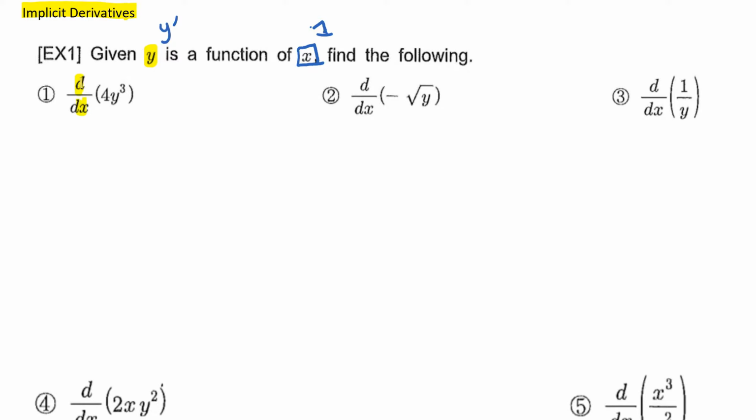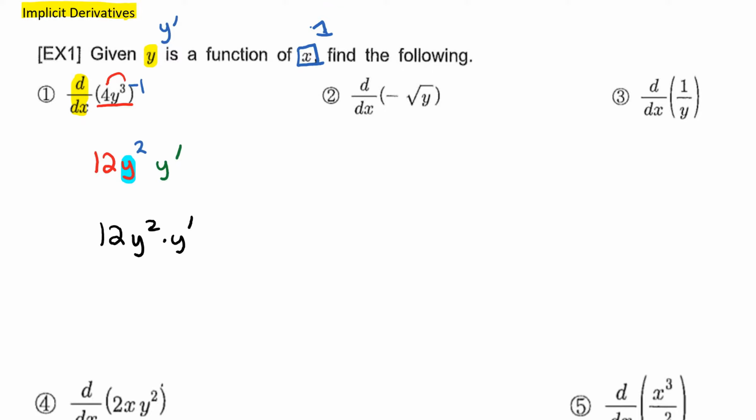I see d over dx, so d over dx just means take the derivative. If I take the derivative of this expression right here, the 3 would come onto the 4 using the power rule. So 4 times 3 is going to be 12, and then the y would remain. And then the 3 would now lose its power by 1, so 3 minus 1 is going to be 2. But then the chain rule states that you need to take the derivative of y, and the derivative of y will be y prime. So my final answer is going to be 12y squared times y prime.